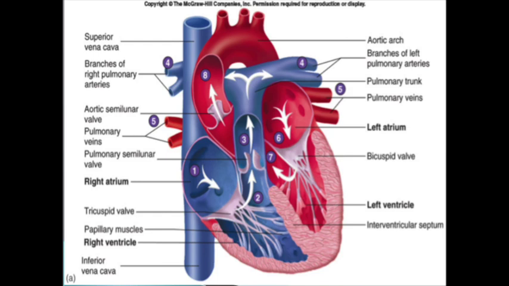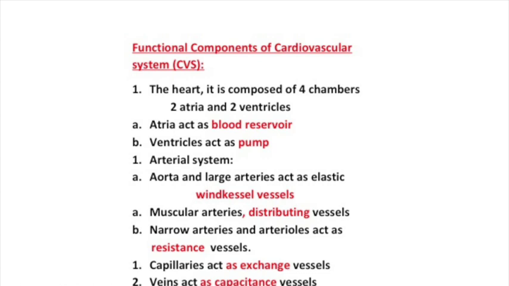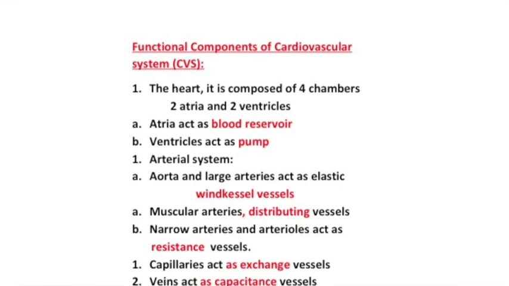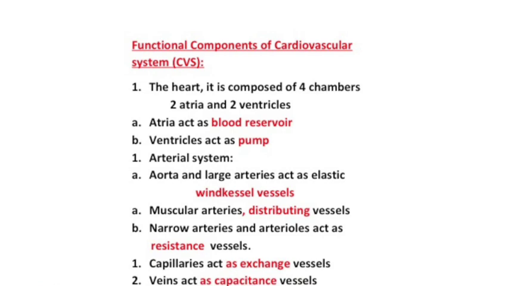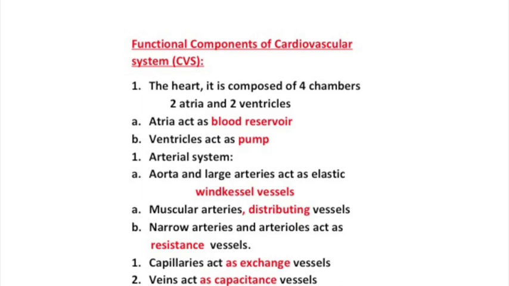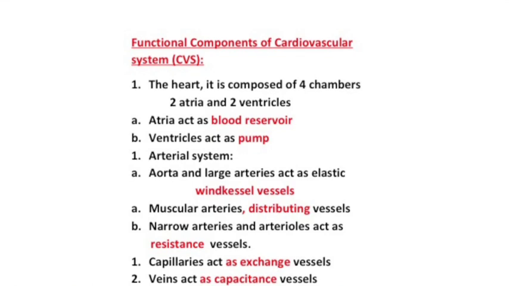This slide number 7 will give a clear picture about the functional components of the cardiovascular system. Number 1, the heart is composed of 4 chambers, 2 atria and 2 ventricles. Regarding the function of each part of the cardiovascular system, it's very important to remember one function for every single part of this system.